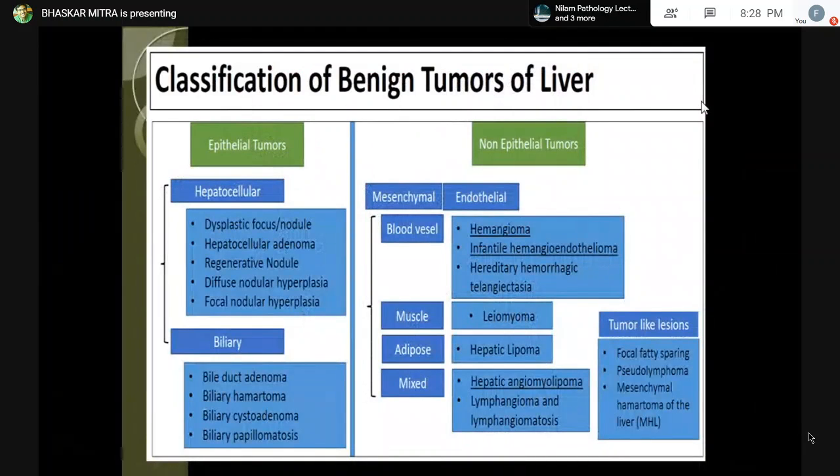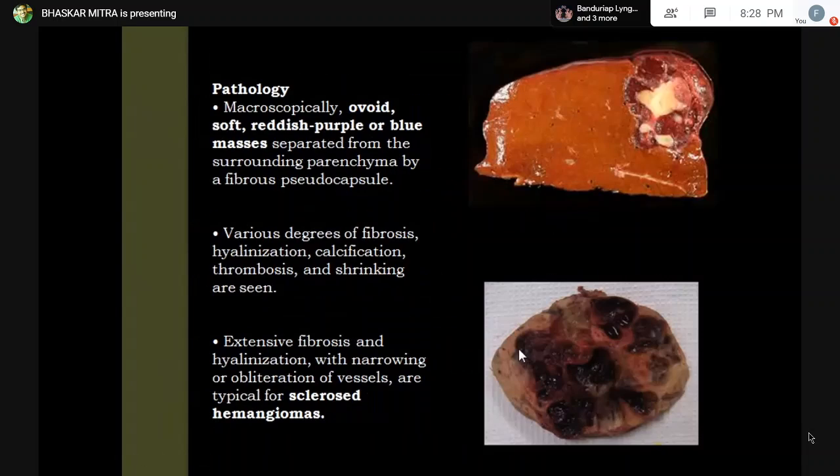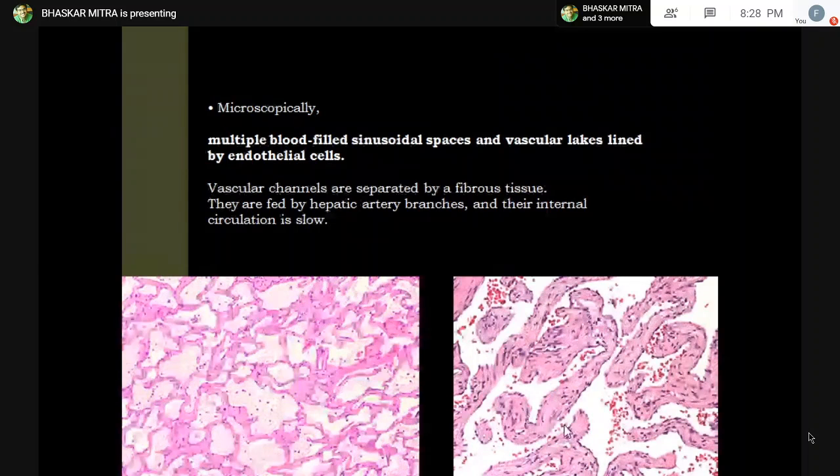Now coming to the non-epithelial group, that is the mesenchymal group. The first is the blood vessels, that is the hemangiomas, hepatic hemangiomas. The hemangiomas show soft reddish purple to bluish masses with dilated vascular spaces with blood clots within this. There may be hyalinization and fibrosis within this, giving rise to sclerosis. These are the dilated blood vessels containing blood lined by endothelial lining, a single layer of endothelial lining.